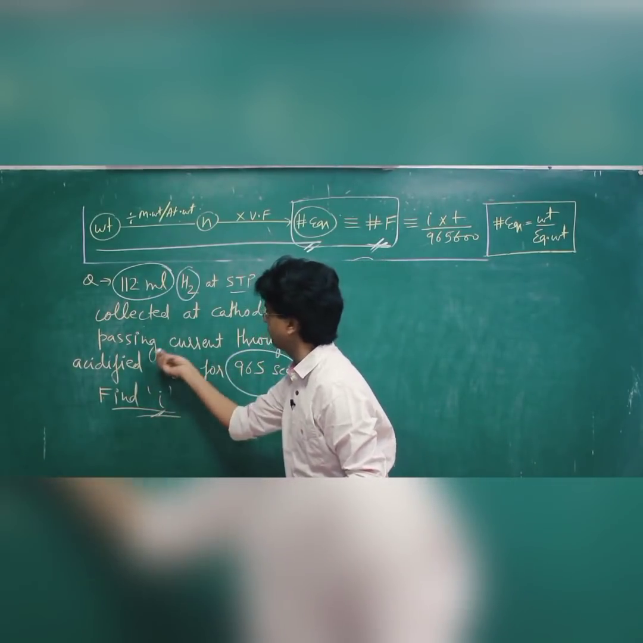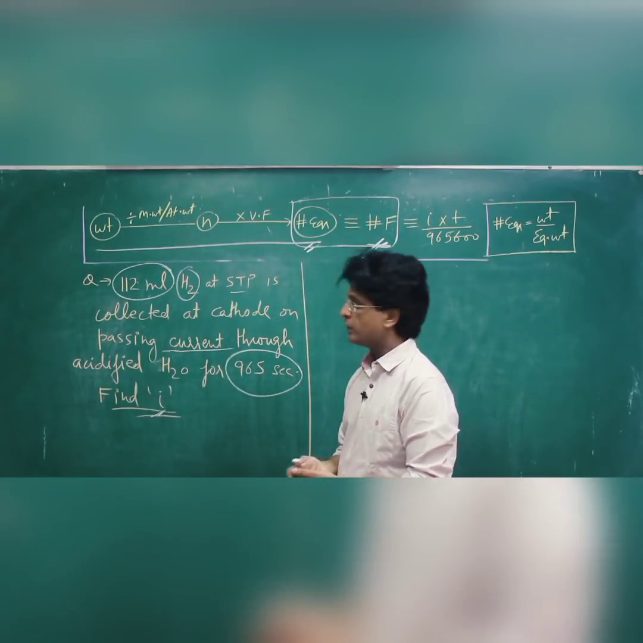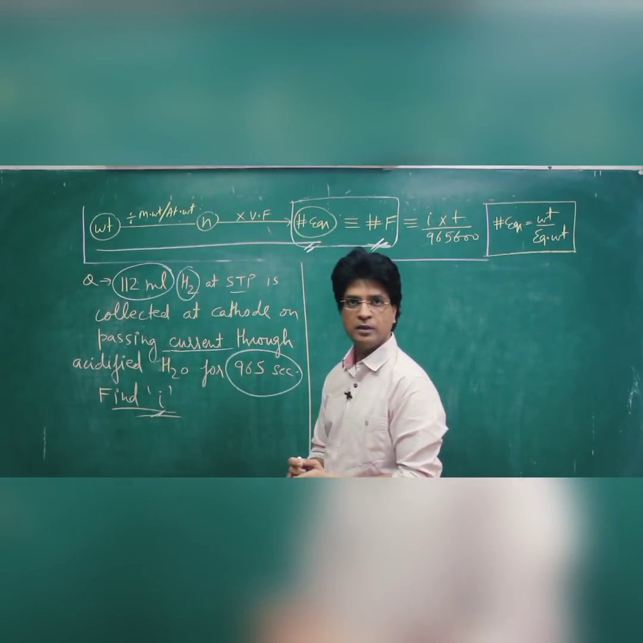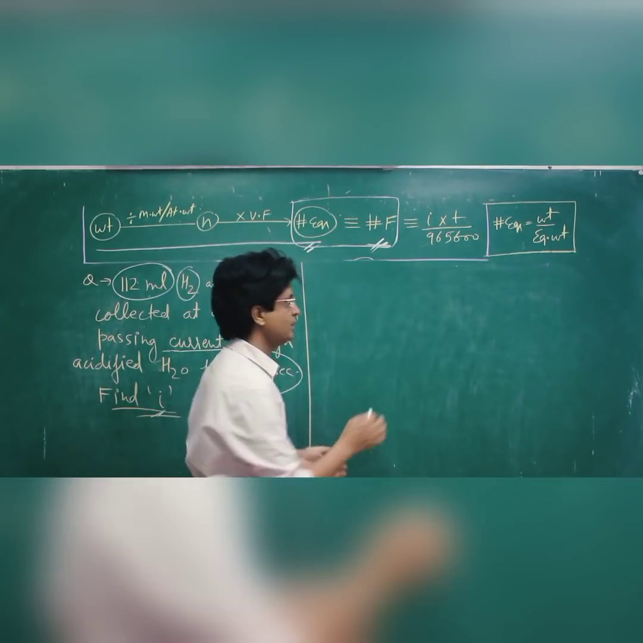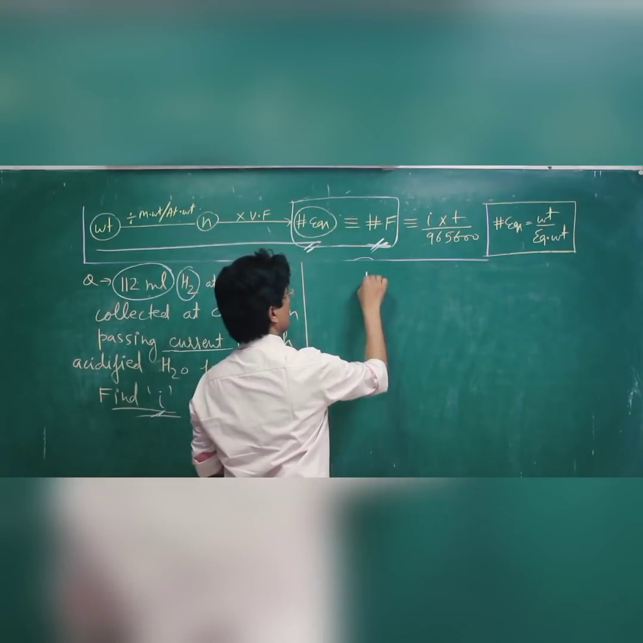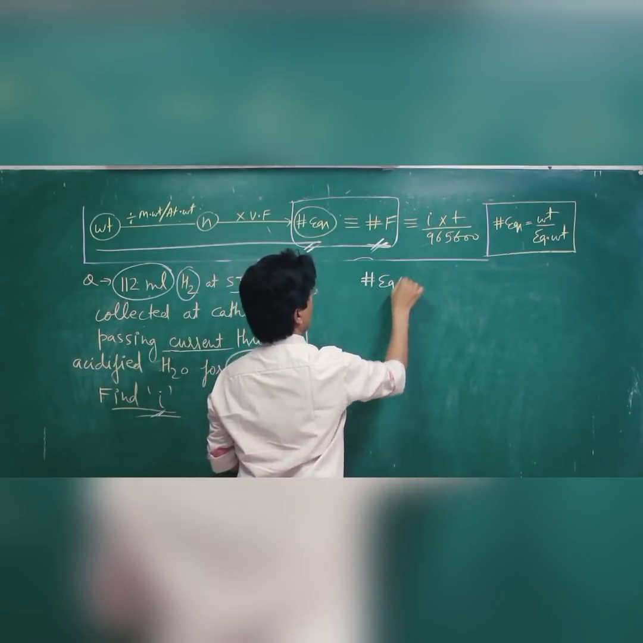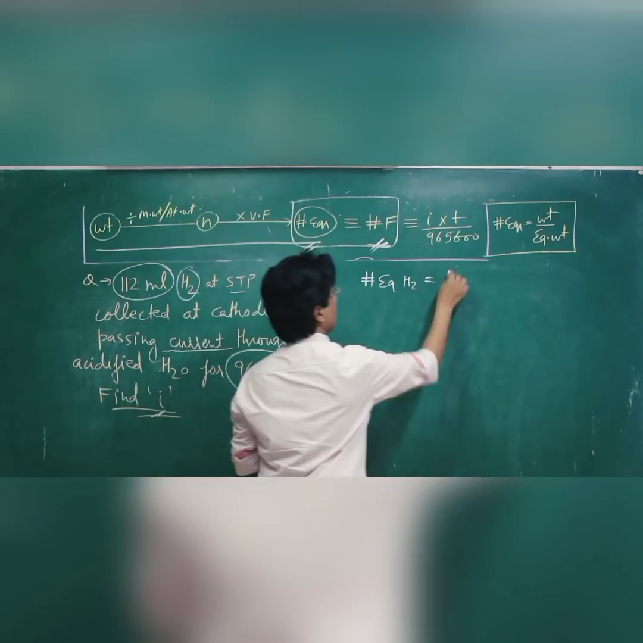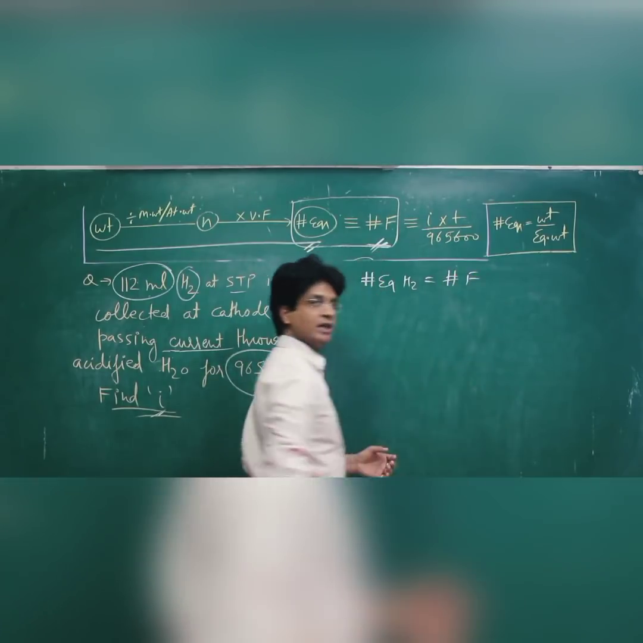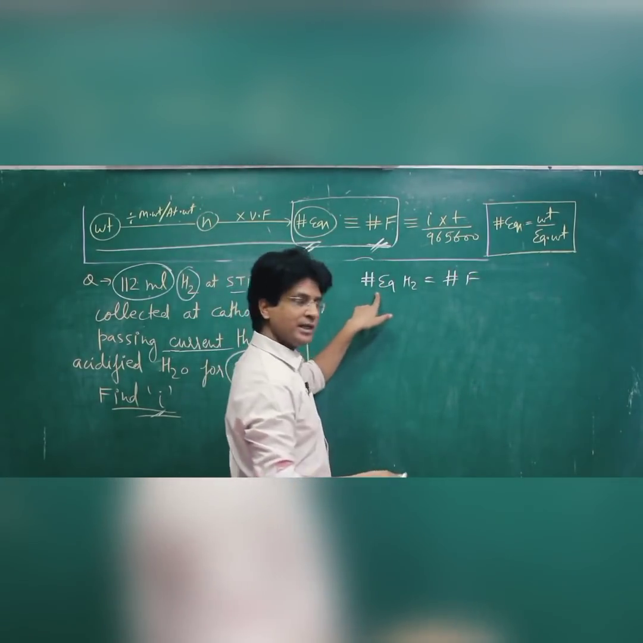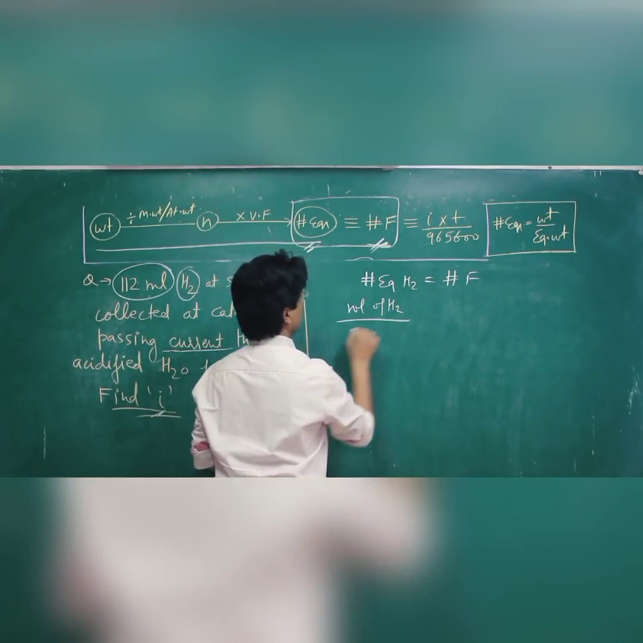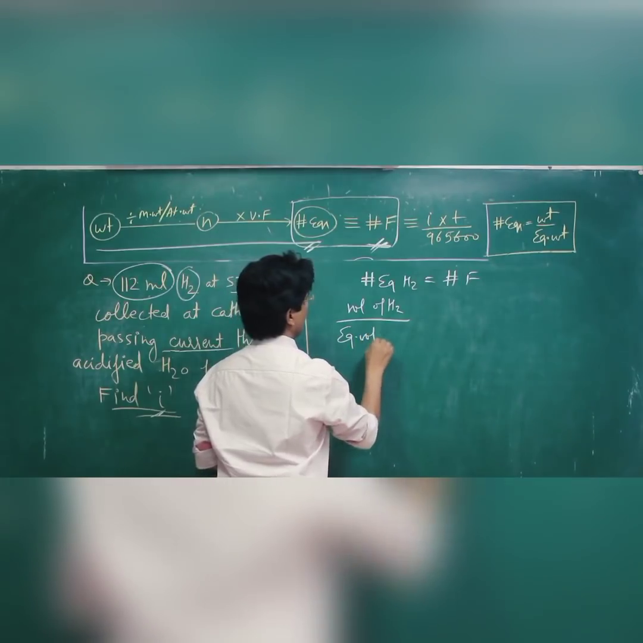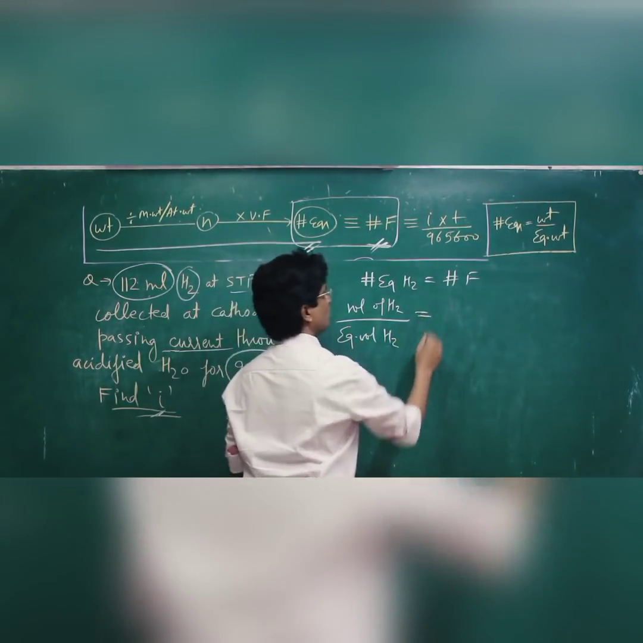Find the current involved. Now they have given gas, and I told you that whenever a reaction takes place during electrolysis, the number of equivalents of hydrogen should be equal to the number of Faraday, the charge involved. So for gases, I have told you what is that? Volume of hydrogen upon equivalent volume of hydrogen should be equal to number of Faraday.